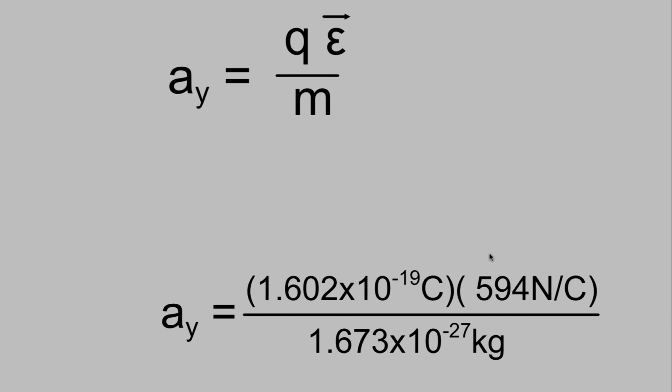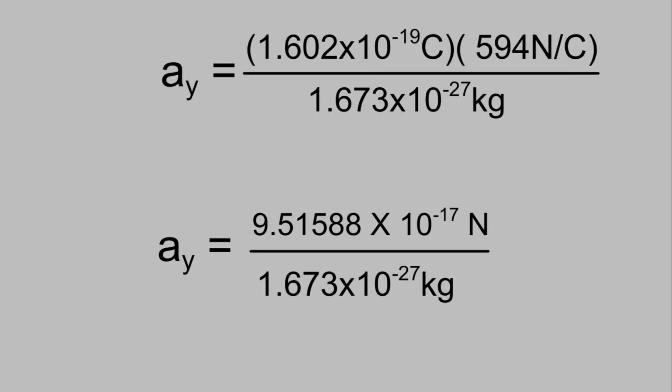Charge on a proton, this is our electric field. Here is the mass of a proton. We end up getting across the top 9.51558 times 10 to the negative 17, and we have coulombs and newtons per coulomb. So the coulombs will actually cancel off and just leave us with newtons. The mass on the bottom was 1.673 times 10 to the negative 27 kilograms.